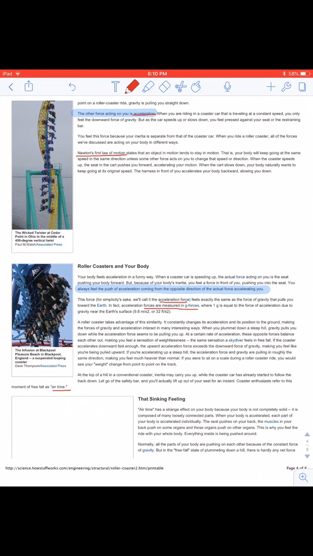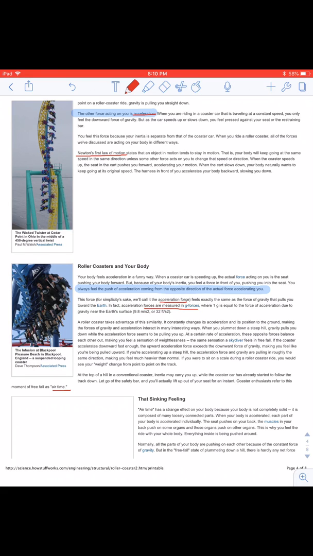That sinking feeling. Airtime has a strange effect on your body because your body is not completely solid. It is composed of many loosely connected parts. When your body is accelerated, each part of your body is accelerated individually. The seat pushes on your back, the muscles in your back push on some organs, and those organs push on other organs. This is why you feel the ride with your whole body. Everything inside is being pushed around.